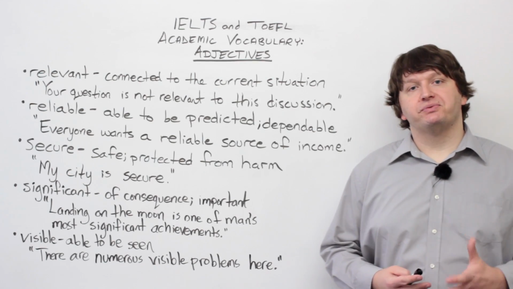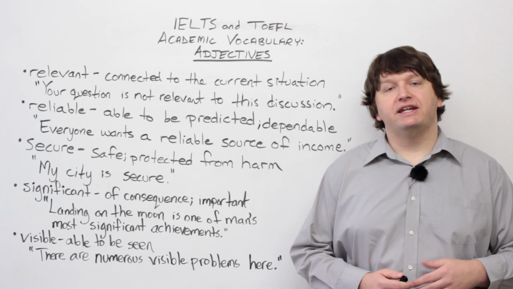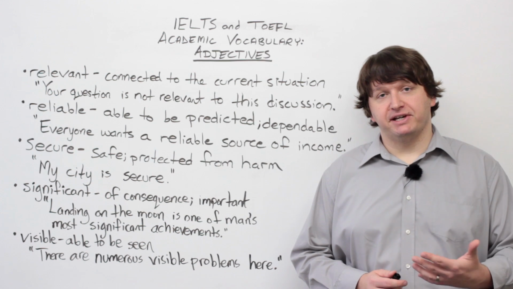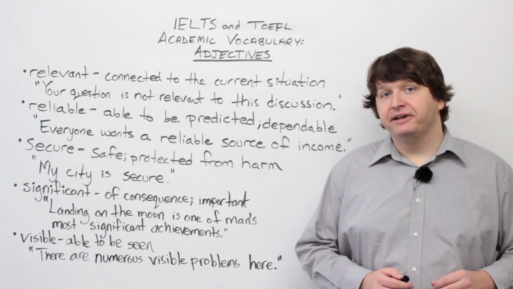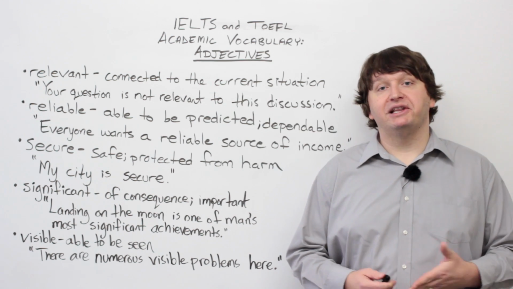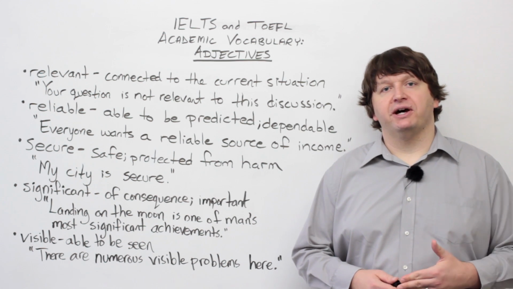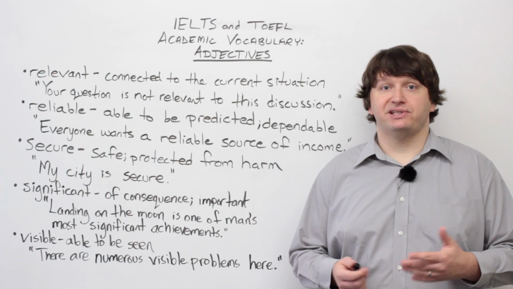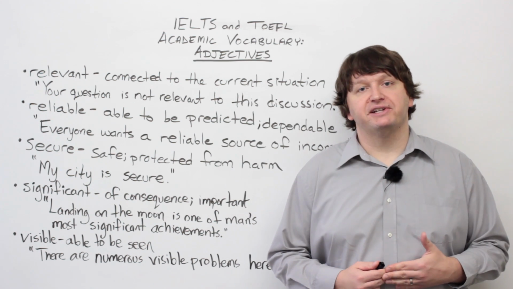Okay, so the next word is relevant. Now, if something is relevant, it is connected to the current situation or the current issue we are discussing. Another word for relevant is pertinent. The example we have on the board is your question is not relevant to this discussion. So for example, if I am talking about global warming and you ask me a question about clowns or makeup, that's not relevant to the thing that we are discussing.